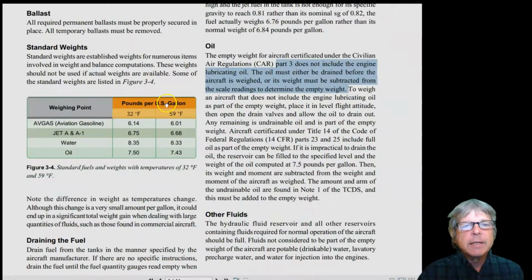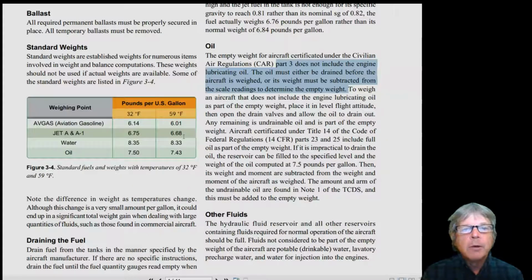Standard weights are things that we're going to need to know the weight of all the time. So gasoline, the weight of gas, most people use 6 pounds per gallon. But the technically correct is at standard sea level 59 degrees, gas weighs 6.01 pounds per gallon. If it's cold outside at 32 degrees, avgas weighs 6.14. Same thing with jet fuel. Jet fuel is a different weight, 6.68, or some people say 6.5 is what we've used in the past. 6.68 is the accurate weight of Jet A.